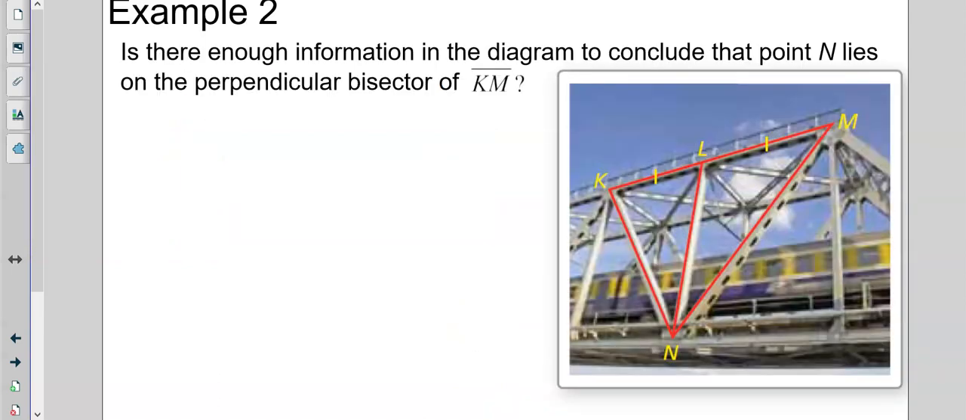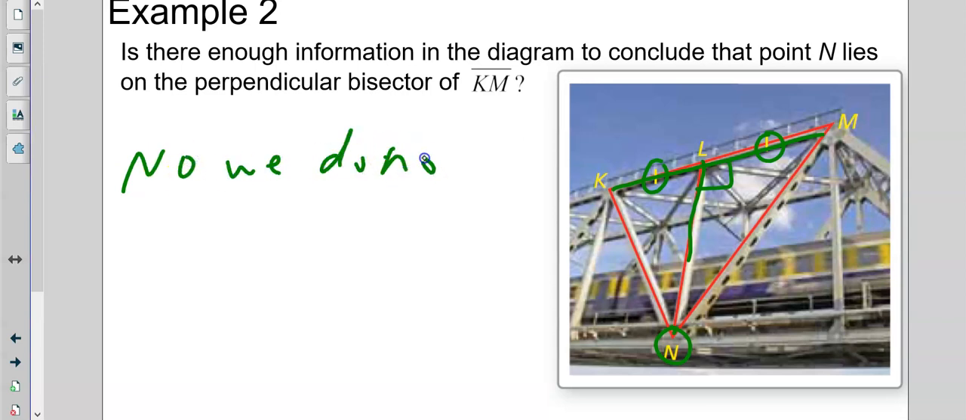All right, is there enough information in the diagram to conclude that the point N, down here, lies on the perpendicular bisector of KM? Well, we know it's a bisector, all right? And even though right here it looks like it's a right angle, we're not given the mark. We don't have this marked on there. So without that mark, no.